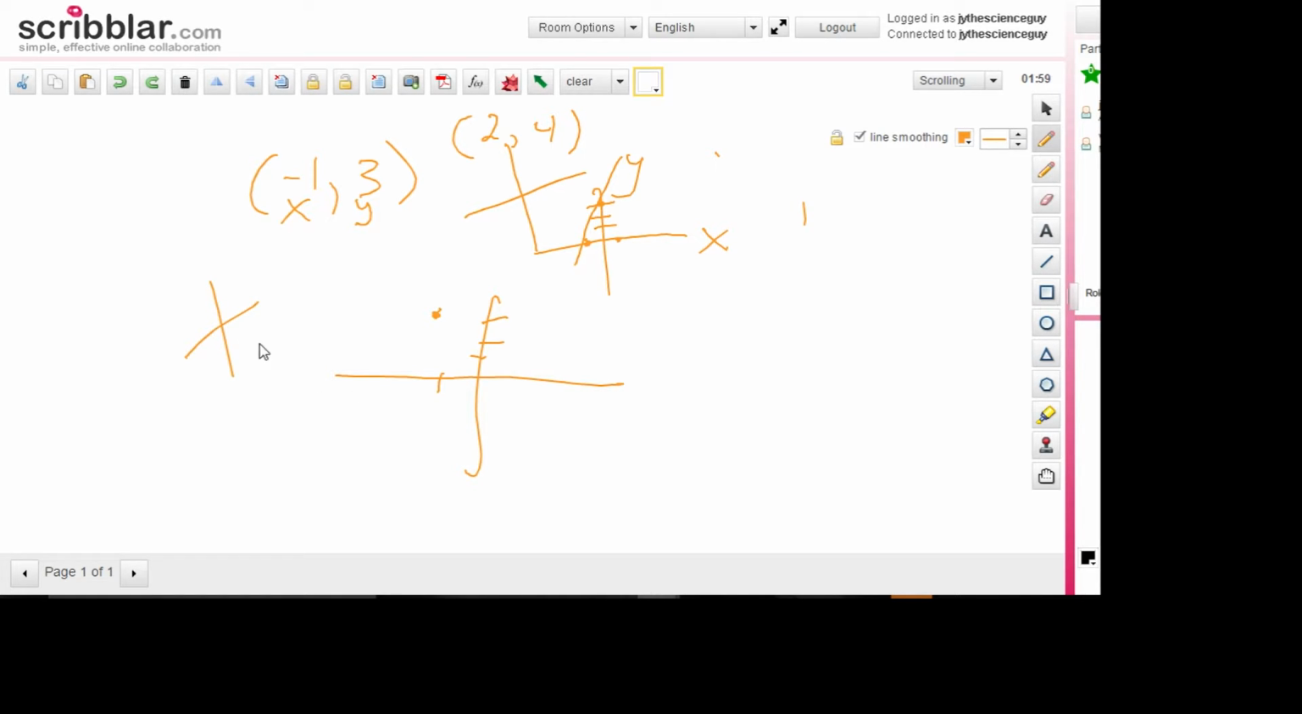So then it's on the same one. Right. So then 2 and 4. And now you connect those 2 dots, right? Can you find the slope for me of that line? Do you know how to do that?